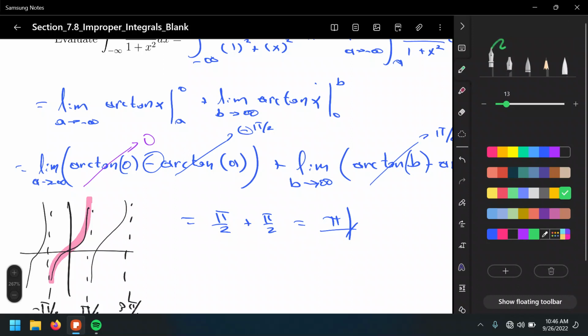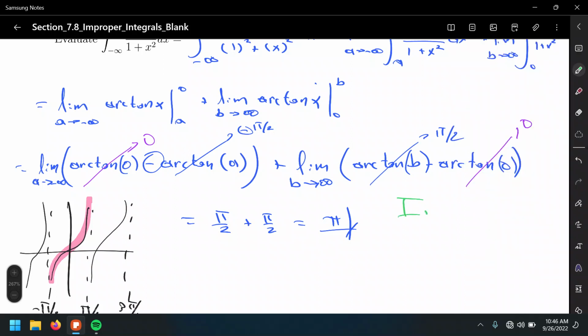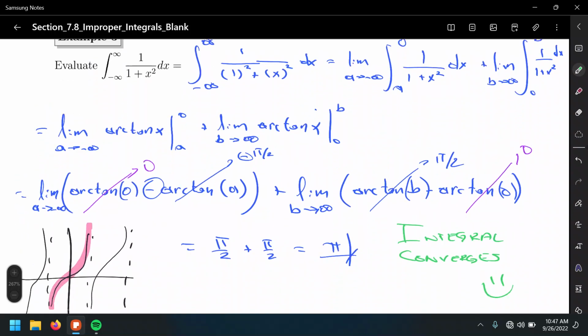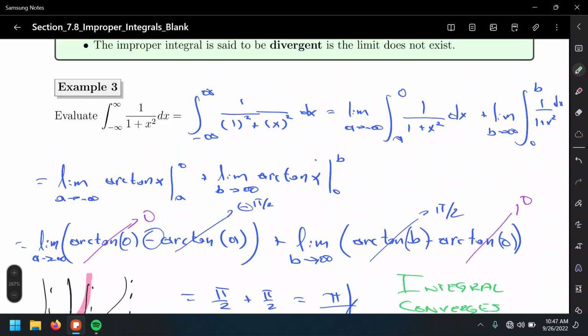Therefore, our integral converges, and it converges to pi. Next time I'm going to go over a different example, or I'm just going to set it up, not going to go over the whole problem, in which we will need to change this 0 into a different value. Depending on the need, we may need to change it, but for simplicity we use 0.